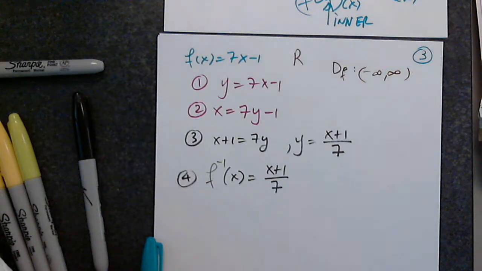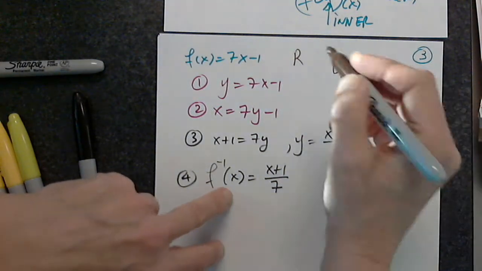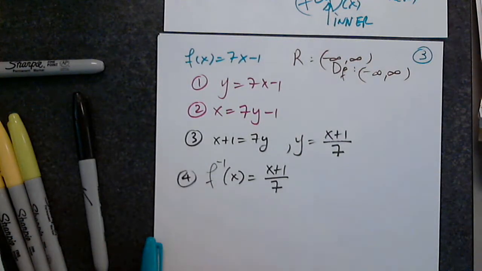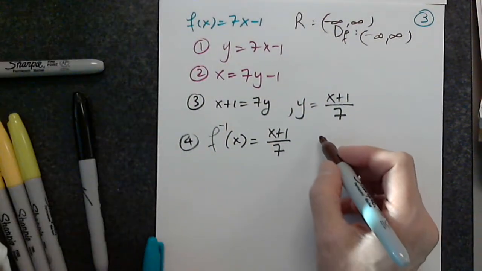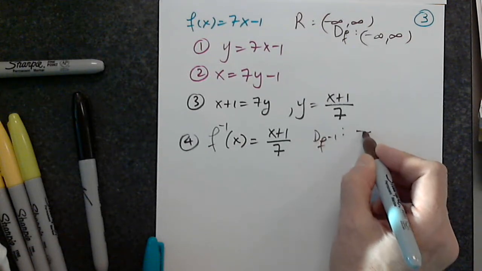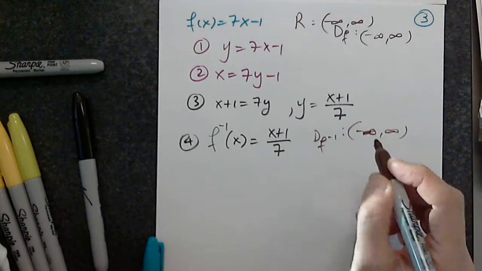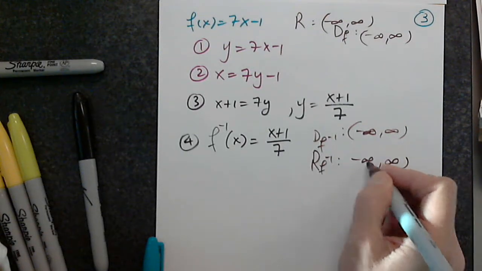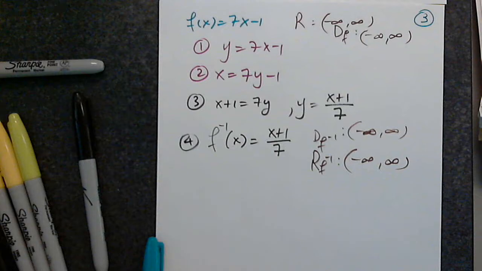Picture a linear function in your minds and say, oh, the range is, of course, all real numbers. A linear function has all real numbers as domain and range. The domain of f inverse is negative infinity to infinity, and the range of f inverse is negative infinity to infinity. This is always the case for linear functions. It's not the case for quadratic, but it's always the case for linear.